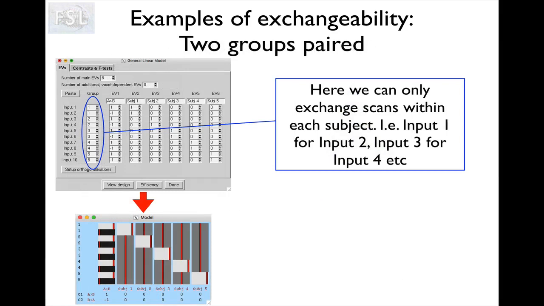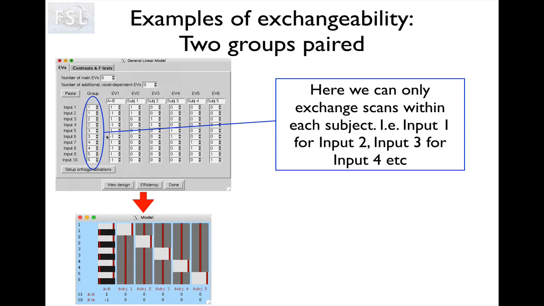Another example of exchangeability is if we have two groups paired. But now the exchangeability is restricted, right? So what we have here is two conditions. Each and every one of 5 subjects has been scanned in condition A and condition B. The first EV just looks at the difference between the two conditions, and EVs number 2, 3, 4, 5 and 6 are simply the subject-specific EVs. And I'm sure you have seen this before in MJ's previous talks, so you understand what these are.